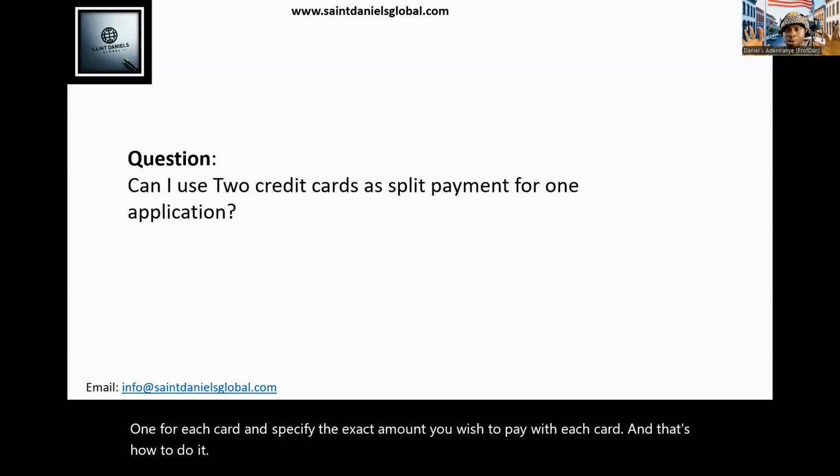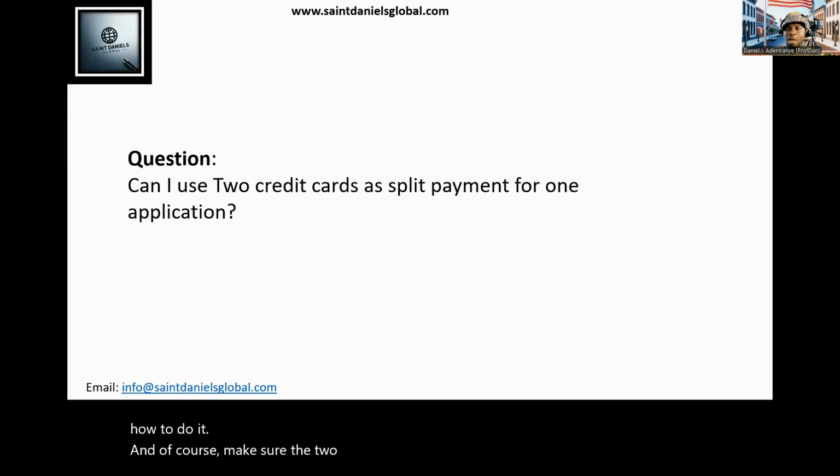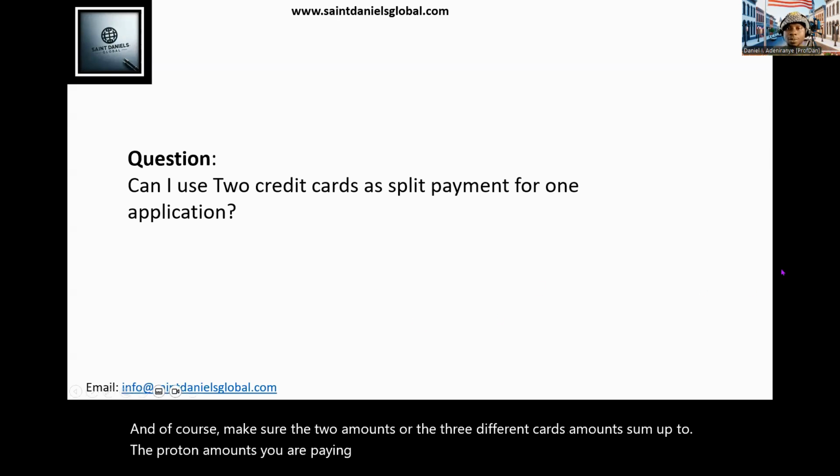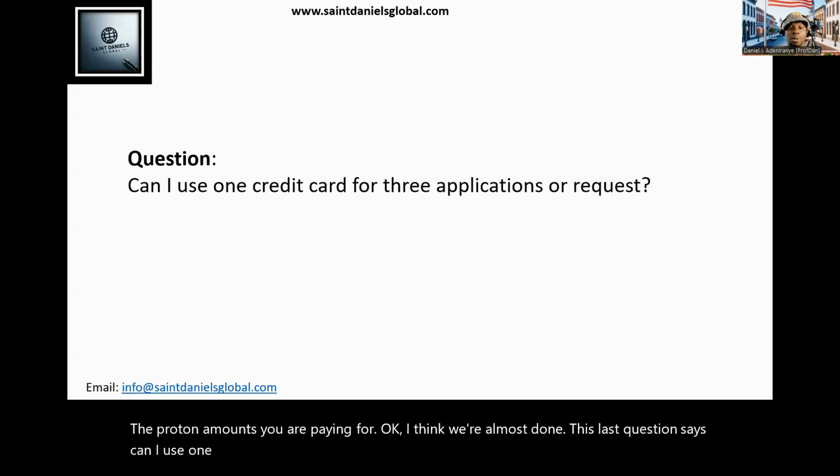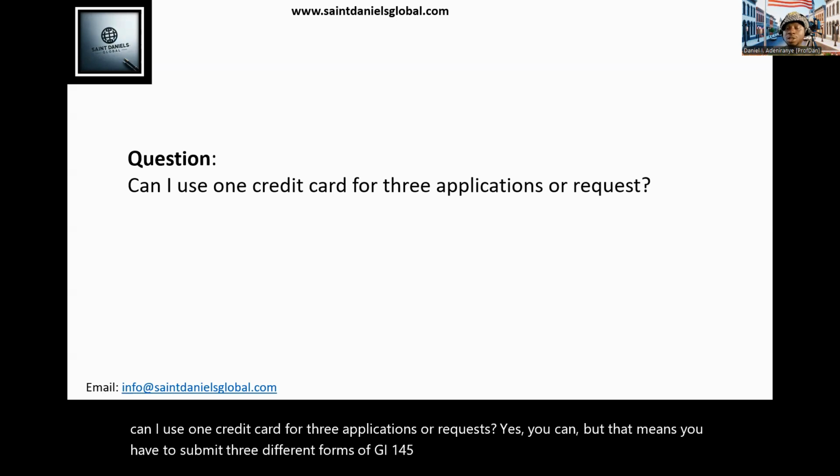And of course, make sure the two amounts, or the three different cards' amounts, sum up to the total amount you are paying. Okay, I think we're almost done. This next question says, can I use one credit card for three applications or requests? Yes, you can. But that means you have to submit three different Forms G-1450, one for each request. And basically, that is it.